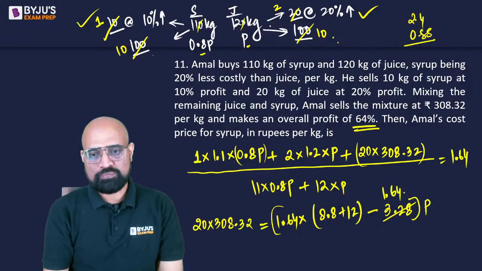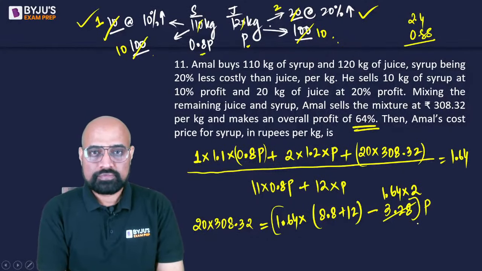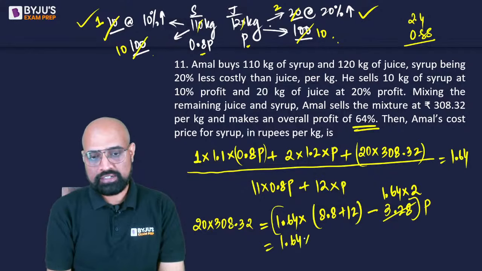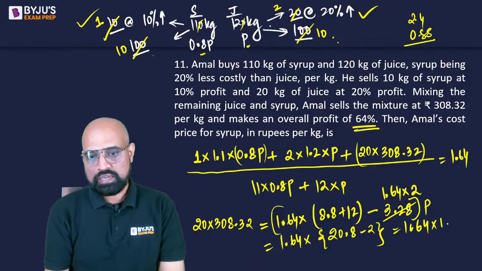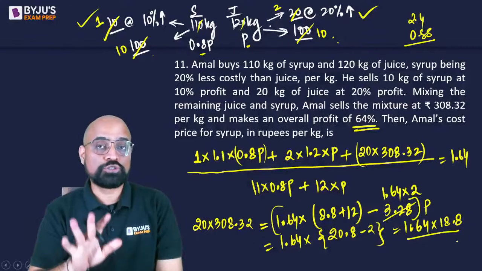This is actually 1.64 का double है ये. देखो. So I can take out 1.64 throughout outside, and I will have 20.8 minus 2, which is same as 1.64 into 18.8. Now this is the calculation that you should use using calculator.